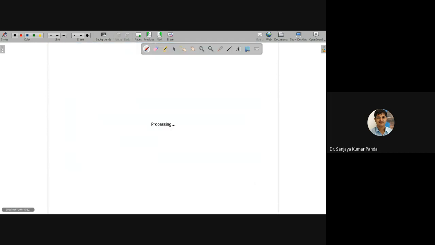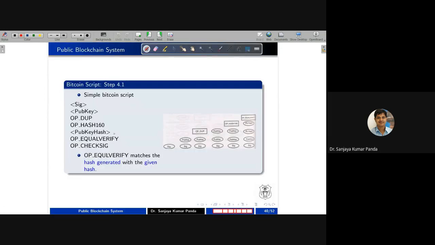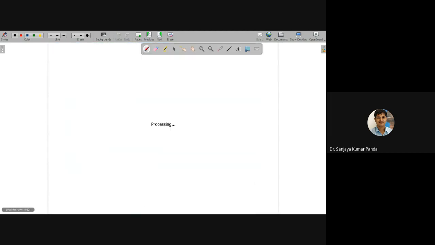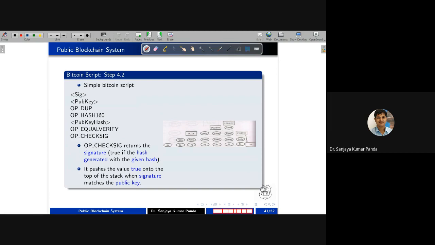Now the next instruction is OP underscore EQUALVERIFY. It has to check whether these two public key hashes are the same or not. If these two public key hashes are the same, then it will cancel these two. It will say yes, it is true. It matches the hash generated with the given hash. If it is equal, then it removes them. Now you are left with three things.